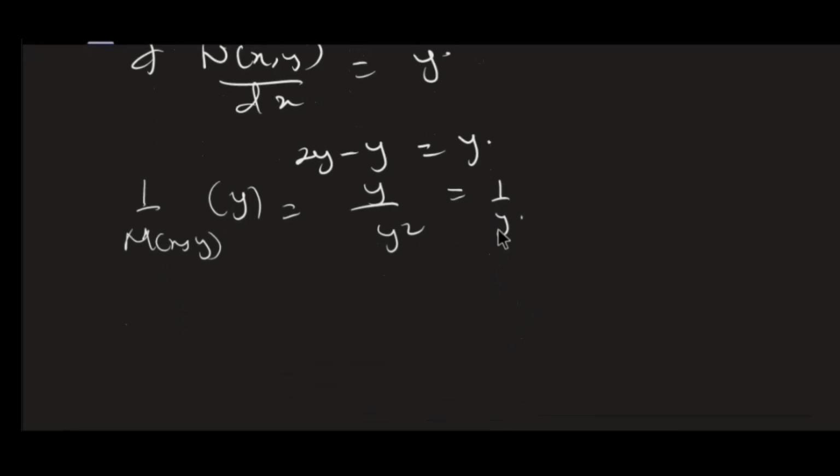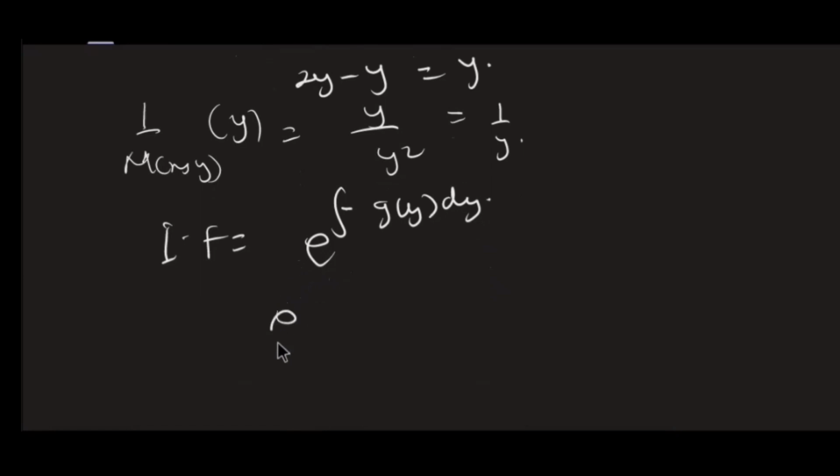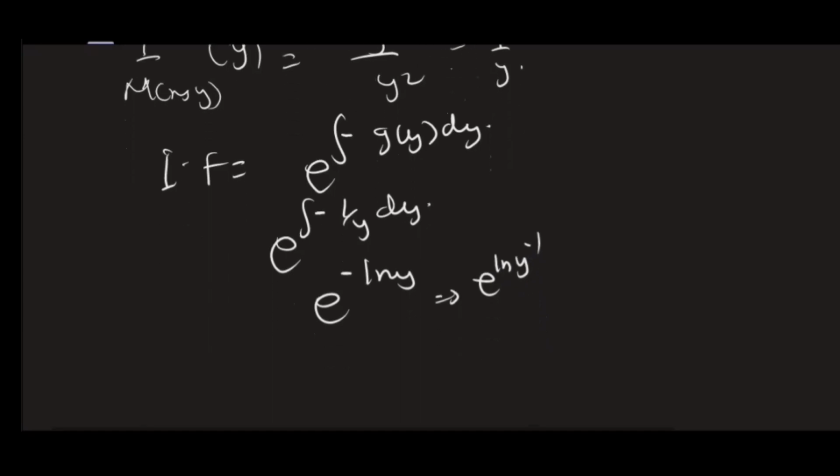So as I said, once you get the function in all y, our integrating factor is simply equal to e to the power integral of negative g of y dy. And here I'm going to have e to the power integral of negative 1 over y dy. And this is going to give me e to the power negative ln y, and that will be e to the power ln of y to the power negative 1. Is that not it? So at this point, you know e to the power ln is the same as y to the power negative 1. So now my integrating factor is simply 1 over y.